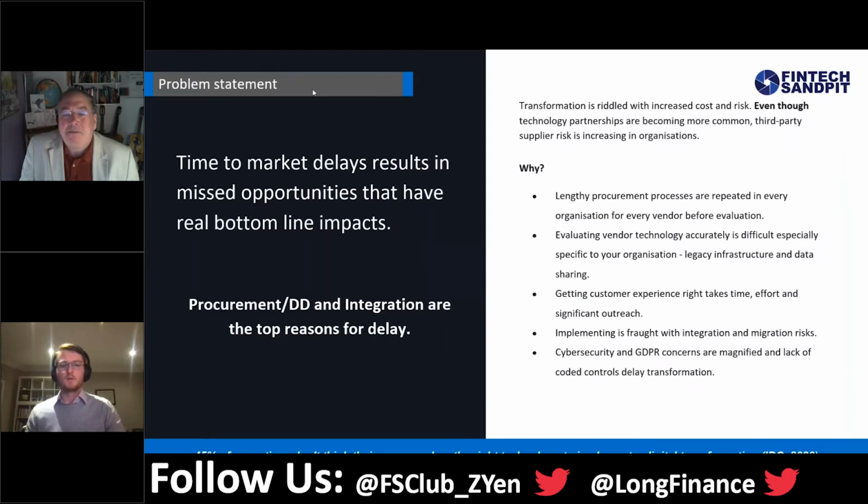That's fantastic. So all those problems have a challenge in actually getting products to market, and time to market is the core problem that Sandboxes solve. And technical integration and procurement is what we find are those top reasons for delay.